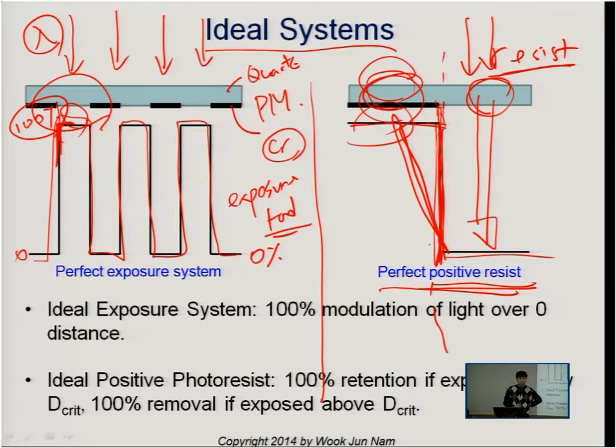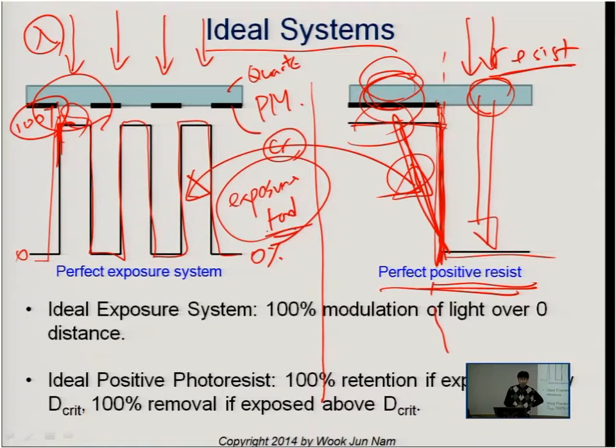This is all about the photoresist contrast, so we will talk about this later in the slides. So this is the ideal case, but in reality, no exposure tool is perfect, and the photoresist is not perfect as well. That is why we always have some kind of errors when we do lithography.